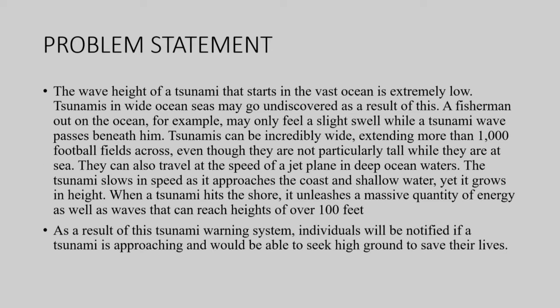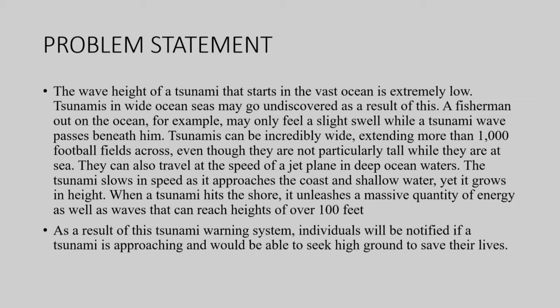Problem statement. The wave height of a tsunami that starts in the vast ocean is extremely low. Tsunamis in wide ocean seas may go undiscovered as a result of this. For example, a fisherman out on the ocean may only feel a slight swell while a tsunami wave passes beneath him. Tsunamis can be incredibly wide, extending more than 1,000 football fields across, even though they are not particularly tall while they are at sea. They can also travel at the speed of a jet plane in deep ocean waters.